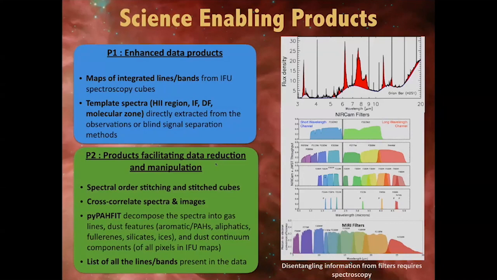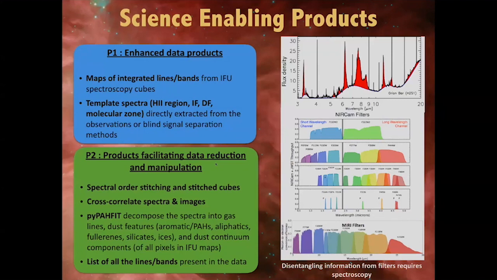We will cross-correlate our spectra with our images and provide some tools in that sense. We basically are modifying PAHFIT, which was developed by J.D. Smith and collaborators for the Spitzer, and we are converting it to Python. It's open source, and we will extend it so it works on JWST spectra, both in extended wavelength range as well as enhanced spectral resolution.